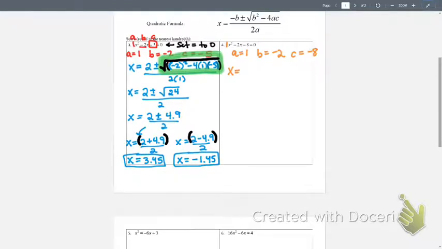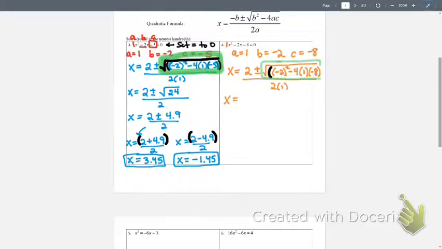X equals the opposite of b, which is positive 2, plus or minus the square root of. Now remember, when some of you hit your square root button, it's going to open a parenthesis already. So you're going to do b squared minus 4 times a times c all over 2 times a. So again, I want you guys to type into your calculator this in its entirety before you do anything else.